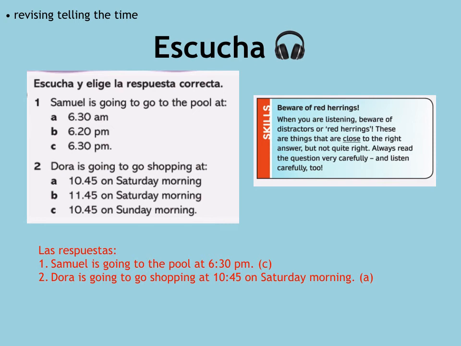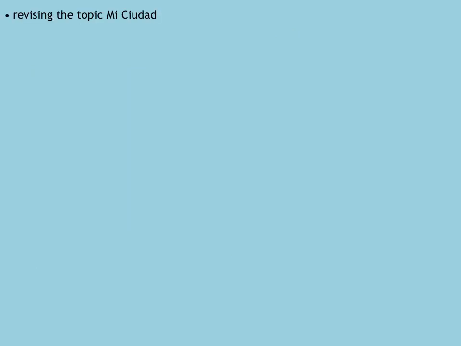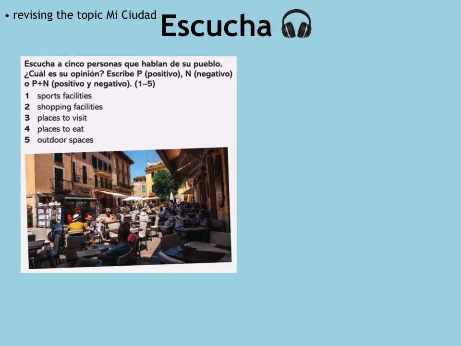Again, that was tricky. Okay, now we're going to revise the topic of mi ciudad. Keep going with that. A bit more listening for you. This time, what do you think you've got to do here? Now this is the kind of question you would get at GCSE. It says, escucha a 5 personas que hablan de su pueblo. ¿Cuál es su opinión? Escribe P, positivo, N, negativo, o P, I, N, positivo y negativo. 1 a 5. Okay, what do you think you've got to do?